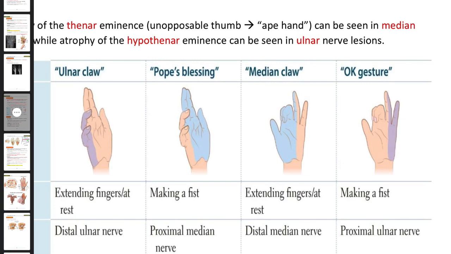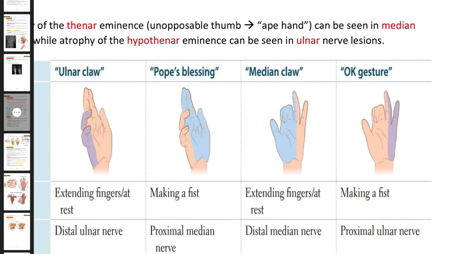It is caused by median nerve lesion at the wrist or proximal forearm, and we always have to look for atrophy of thenar eminence in ape hand plus unopposable thumb. So in management, we can apply an opponens splint and we can do nerve decompression.